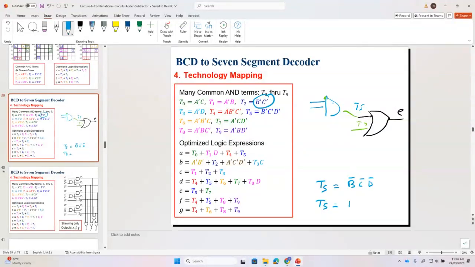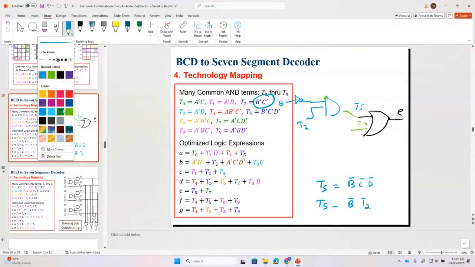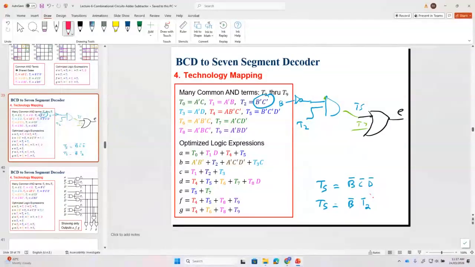Okay. But now, can we write T5 in terms of T2? B bar, C bar. We can write B bar, then what? T2. So this is actually now my T2, and then we have B bar. So we need an inverter for B. And what is my T2? Please remember, what is my T2? For T2, I'm now using a red color. So this is my T2.